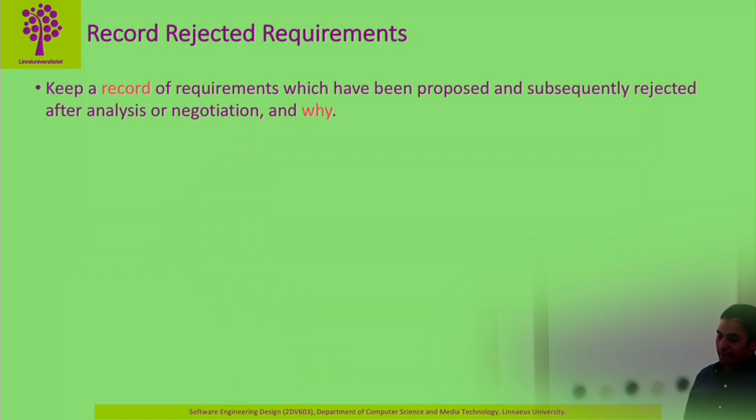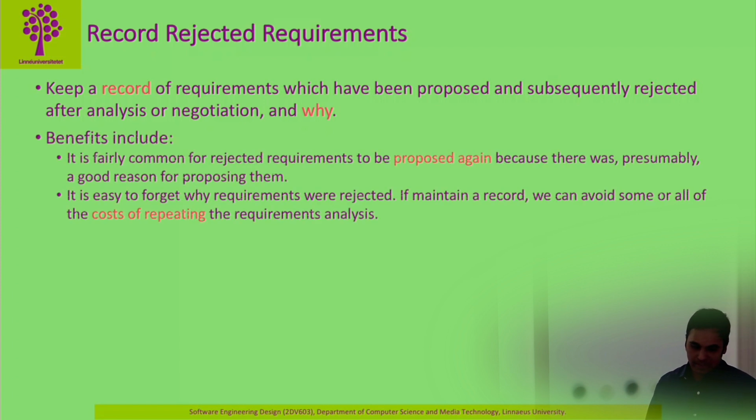You also need to record rejected requirements, and not only that, you have to record why they were rejected. And the good thing is that if you record those rejected requirements, at some point they will be proposed again. So you don't need to do the whole thing again. So you don't need to do the requirements analysis, requirements validation, requirements test case generation, writing the user manual, all that stuff. So it will save lots of money in terms of cost.